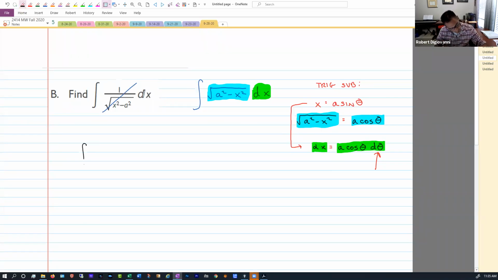So we have the integral of a cosine theta times dx, which is a cosine theta d theta. Now, since a is a constant, and I have a times a, I'm going to pull an a squared out of the integral. And then I have cosine times cosine, which is cosine squared theta d theta. All right.